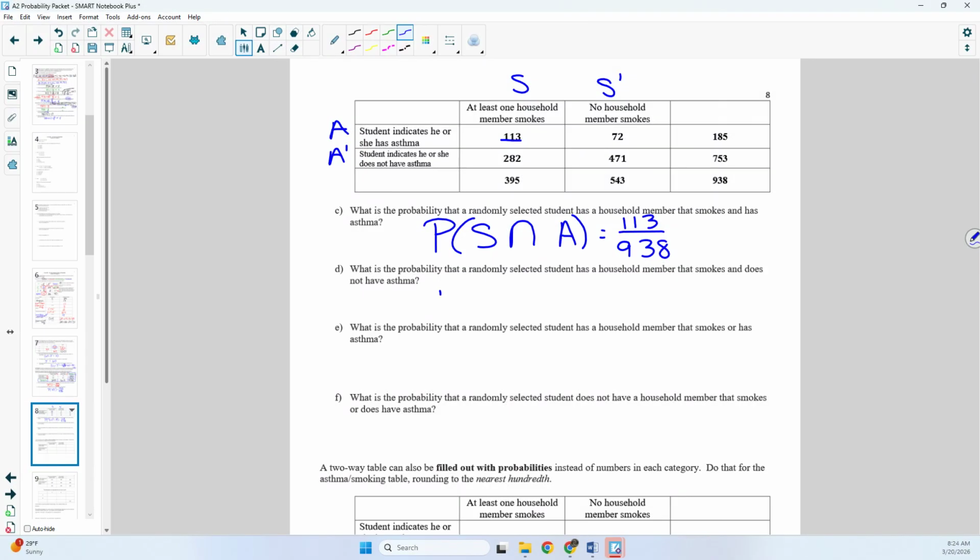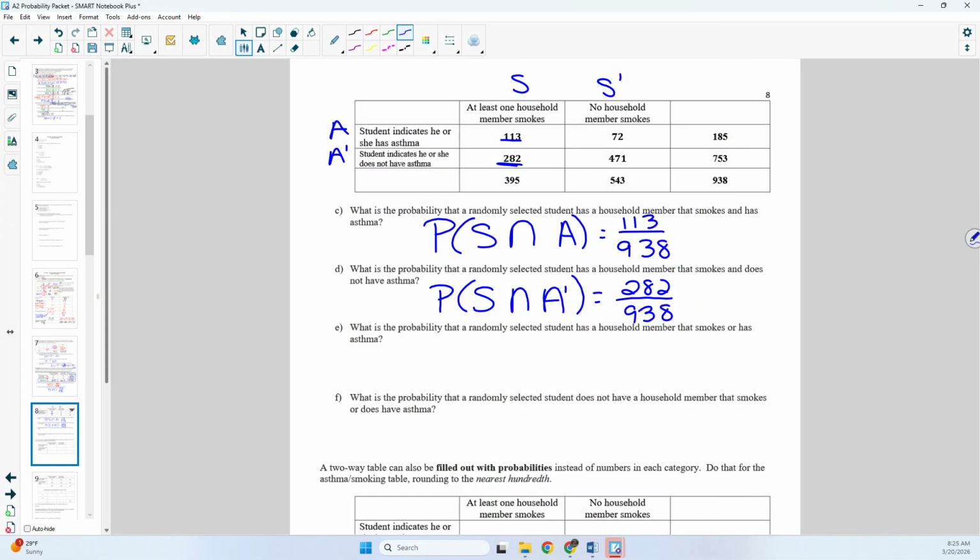What is the probability that a randomly selected student has a household member that smokes and does not have asthma? So that is going to be smokes and does not have asthma, or someone smokes and there is no asthma, is 282 out of 938.